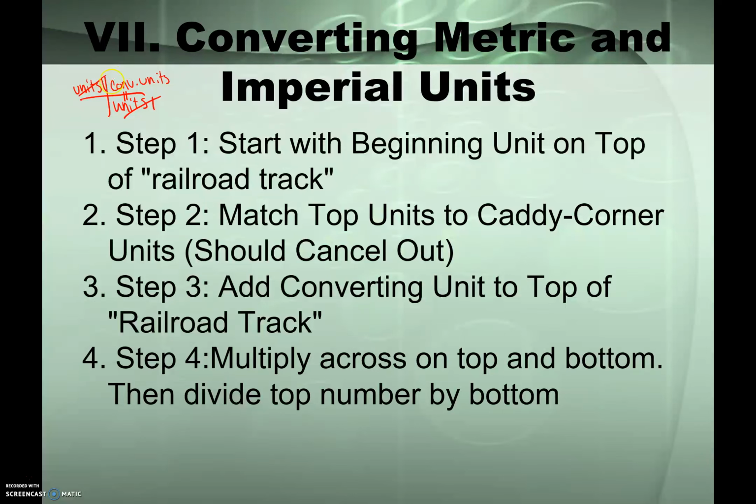Anything that is next to each other, you will multiply, and here would just be a 1 because it's empty. And then whatever you get, you will divide by. Okay, and I'm going to show you exactly what I mean here. So if we have our railroad tracks, we have our starting units.